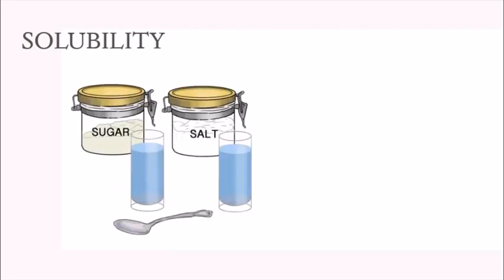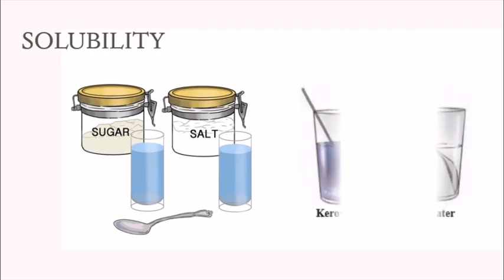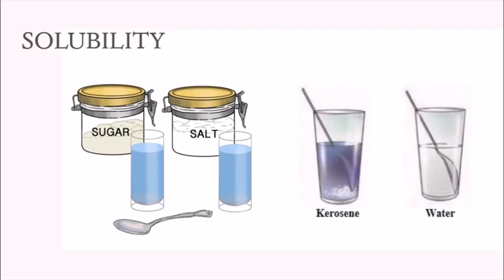Next property is solubility. When a solid substance dissolves in a liquid substance, it has the property of solubility. That means the solid substance is soluble in the liquid substance. But when a solid substance does not dissolve in the liquid, it does not have the property of solubility. That means that particular substance is insoluble. For example, salt cannot be dissolved in kerosene, but salt can be easily dissolved in water. So salt is insoluble in kerosene but soluble in water.